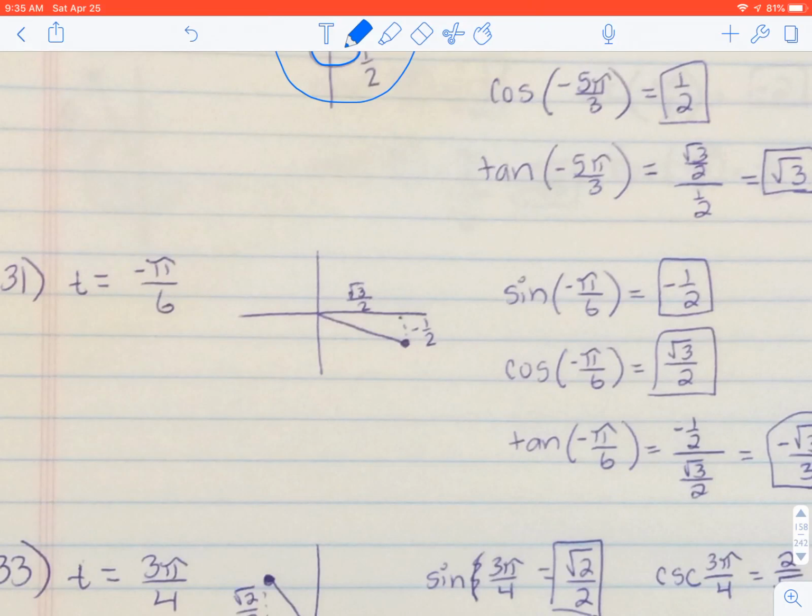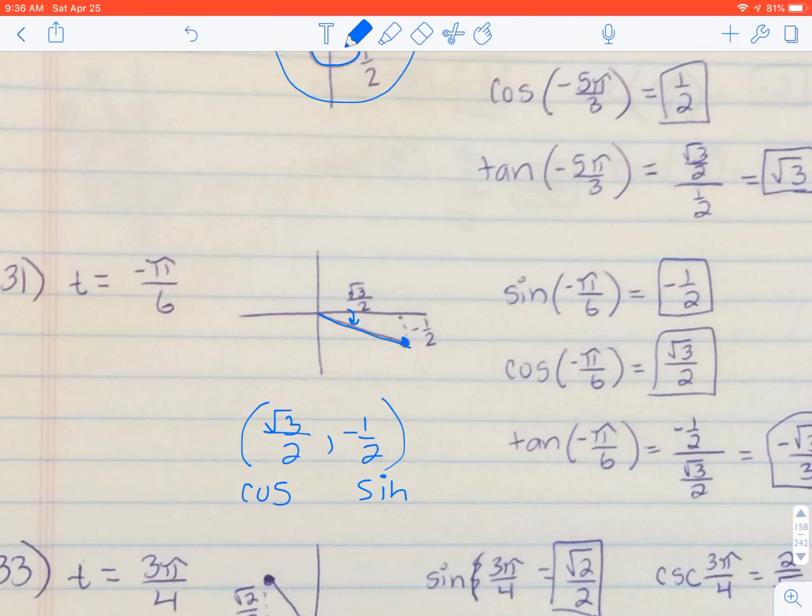We have -pi over 6. So -pi over 6 is right here. Okay, so our ordered pair for pi over 6 family is square root 3 over 2 and 1/2, but since we're in quadrant 4, we have square root 3 over 2, comma, -1/2. Okay, so our sine and cosine, again, if you need to jot this down, you can.